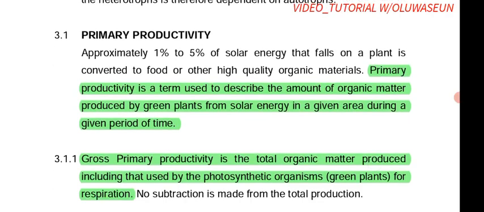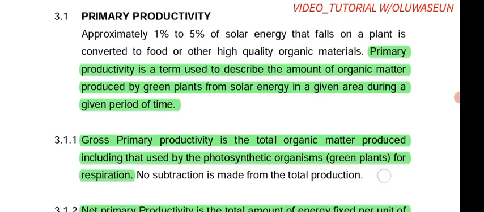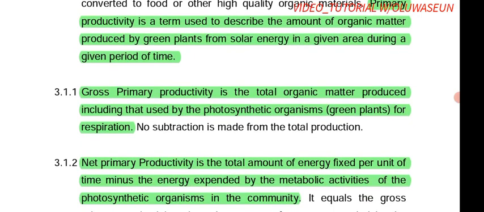Primary productivity is simply defined as a term used to describe the amount of organic matter produced by green plants from solar energy in a given area during a given period of time. That is what primary productivity is. Now, the next thing is gross primary productivity, GPP. So, what is gross primary productivity? Gross primary productivity is the total organic matter produced, including that used by the photosynthetic organisms or green plants for respiration. So note the definition very well, including that used by photosynthetic organisms for respiration.